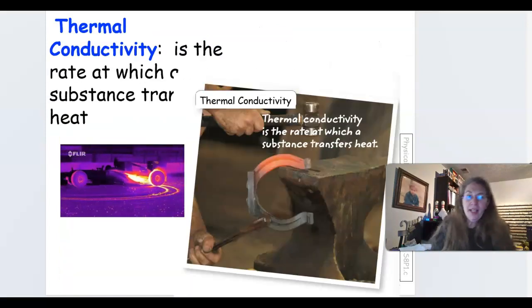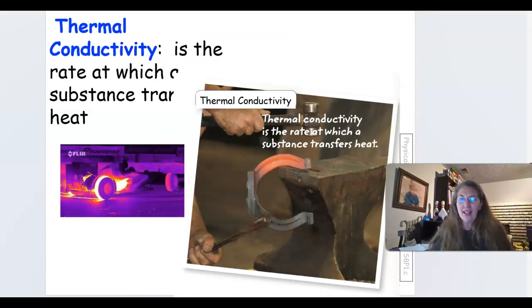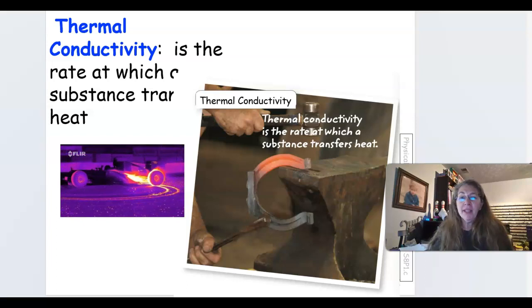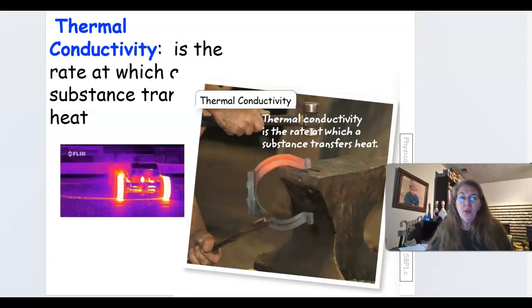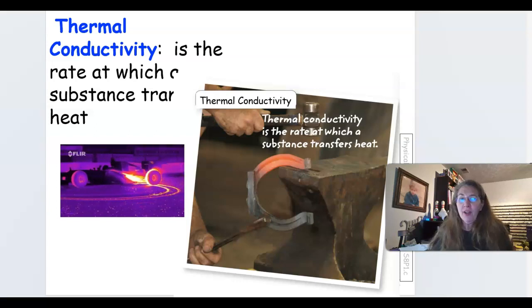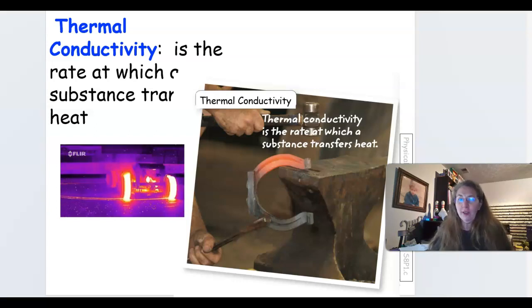The next property is thermal conductivity, and we kind of talked about that in the last slide. That's the ability of a substance to transfer heat. In this race car, it's probably going to be very important that the heat of the engine is pushed away from the driver.